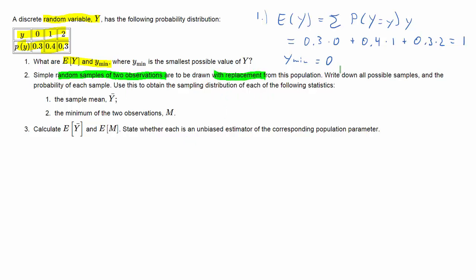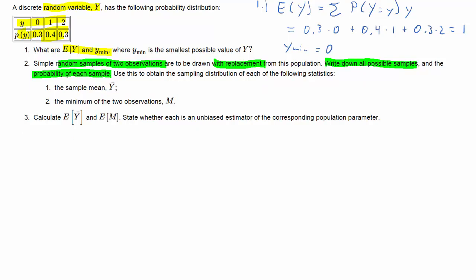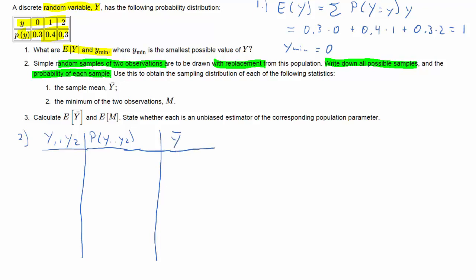Now we draw a random sample of two observations with replacement, and we're asked to write down all possible samples and then the probabilities for each of them. So how are we gonna do this? We're gonna produce a little table, and that table will have a column. Let's label that y1 and y2, to represent the outcomes, then the probabilities of the respective outcome, then y bar, the sample mean in that particular sample, and then also m, representing the minimum in that sample.